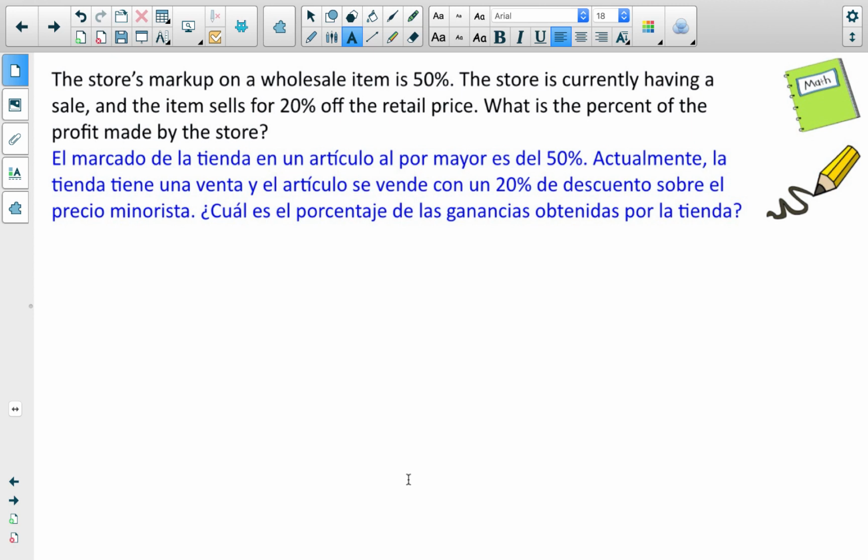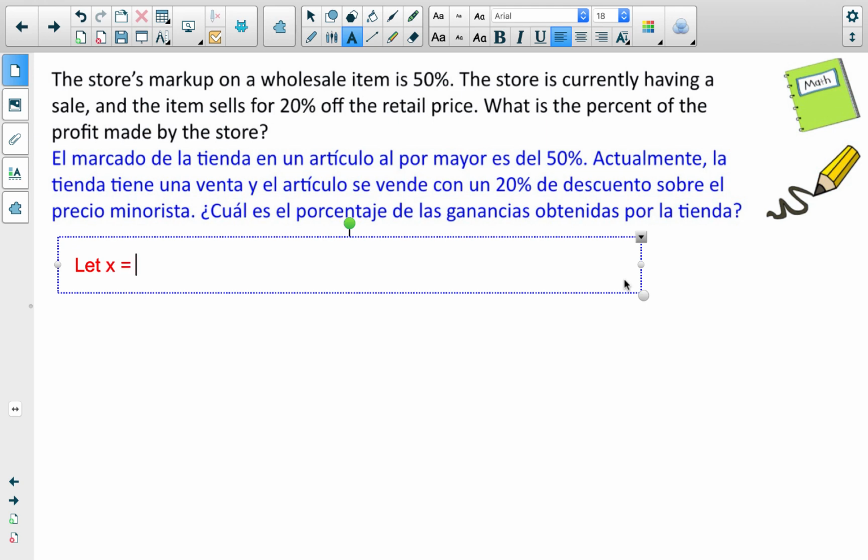All right. The store's markup on a wholesale item is 50%. The store is currently having a sale, and the item sells for 20% off the retail price. What is the percent of the profit made by the store? All right, what we have here is we're going to let X equal the original wholesale price of the item.